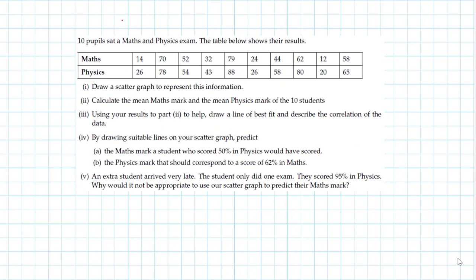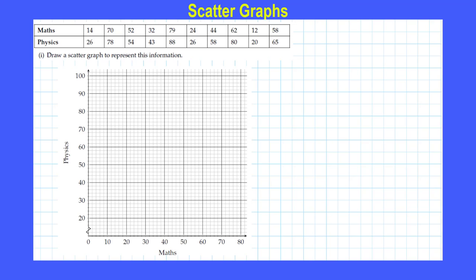So here's an example. We've got 10 pupils taking exams, maths and physics, and we've got all the results. So the first thing we've got to do is draw our scatter graph. Normally we'd have a set of axes which are drawn out. Now sometimes, and I put it on here to show this one, it doesn't start at 0 on the vertical axis, it starts at 20, and there's a little zigzag there showing that it's discontinuous there. Okay, so that's just a little trick for shortening the axes.